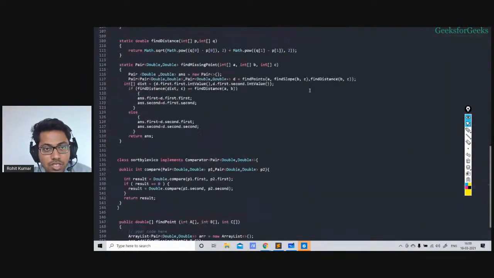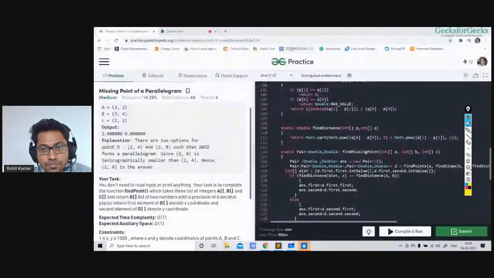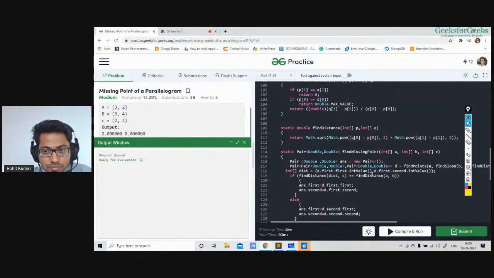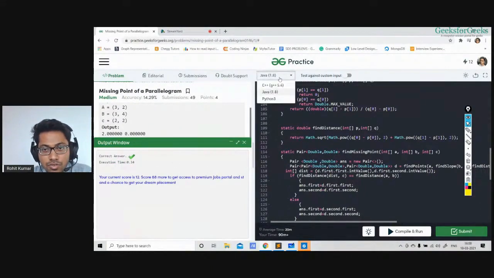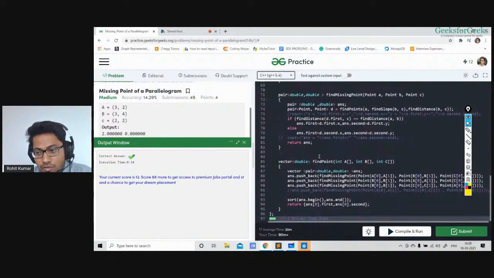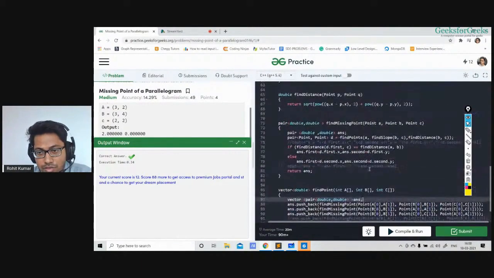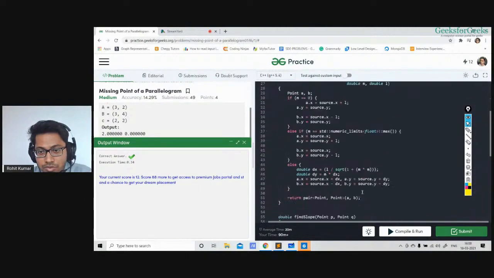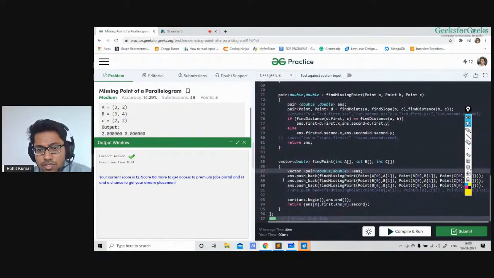Now let me run this piece of code and show it to you. If I submit it, you're getting the right answer and the execution time is 0.34. As the time is already finished, I'll just go through the C++ code quickly. It is exactly following the same logic.